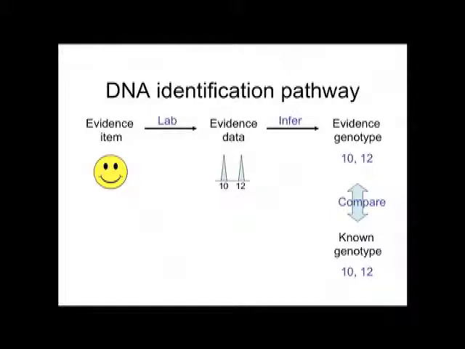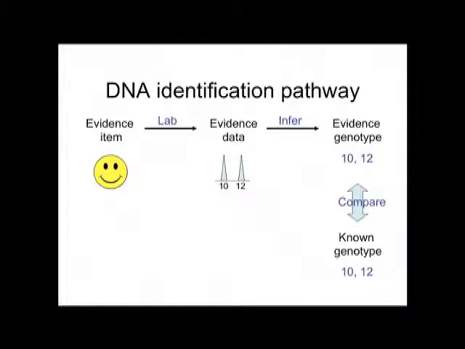So the DNA identification pathway begins with an evidence item found at a crime scene, and then the laboratory transforms this evidence item. What I'm showing is DNA from a single individual, maybe in abundant quantity, and then from that, evidence data is derived. The evidence data shows peaks where the alleles are by length. Here's a 10 and a 12 that would correspond to a genotype at one locus of this individual.